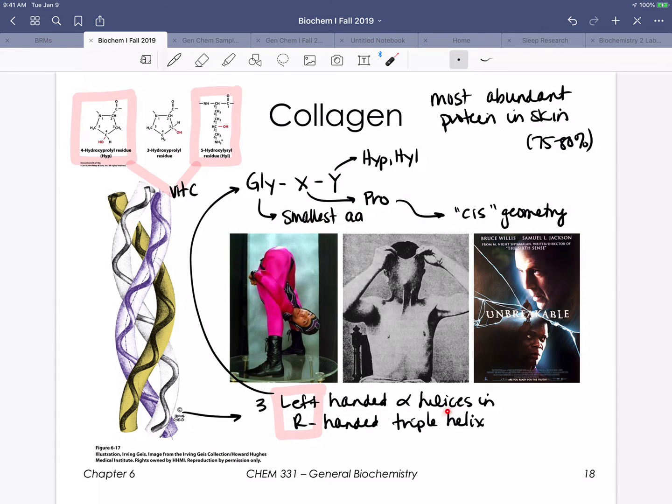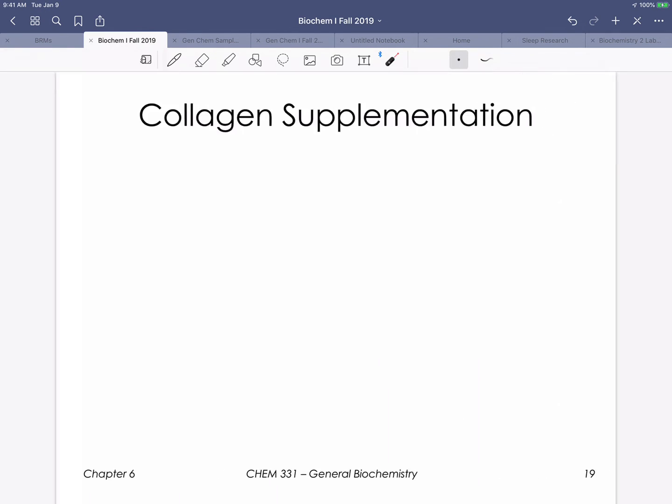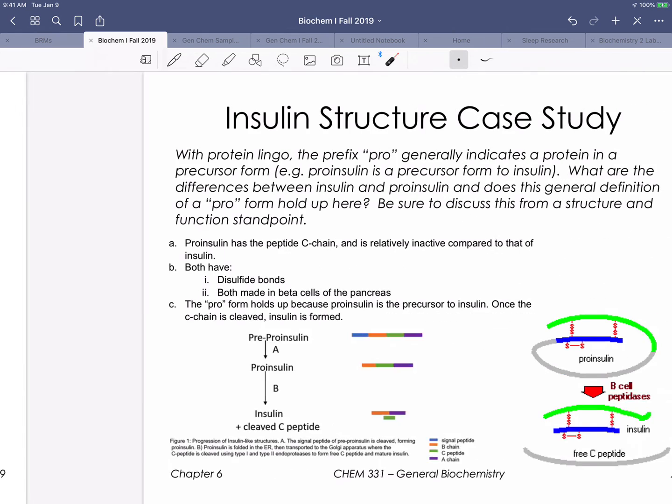We also talked about some collagen diseases. People who are hyperflexible or have elastic skin tend to have collagen deficiency diseases where they don't make sufficient collagen. Or we talked about the disease osteogenesis imperfecta, which is brittle bone disease, which means you don't make sufficient collagen and your bones are very brittle. So just some neat applications of collagen there. Again, we didn't talk about collagen supplementation. We indicated we were going to save that for a couple of questions that you'll see in your take-home.